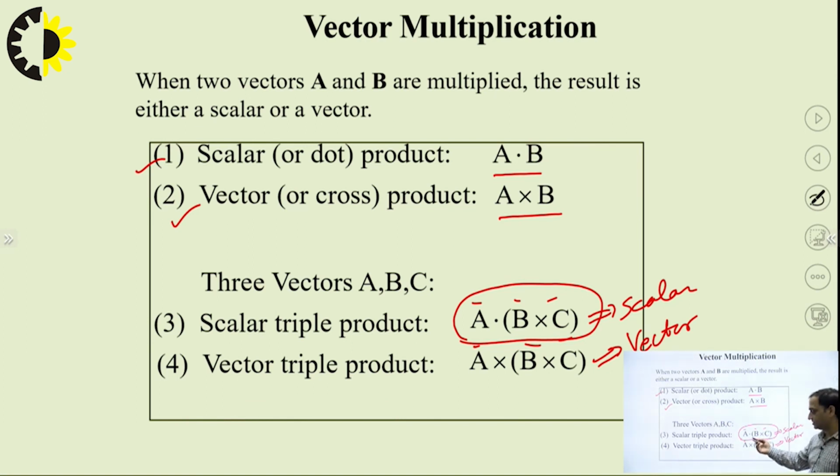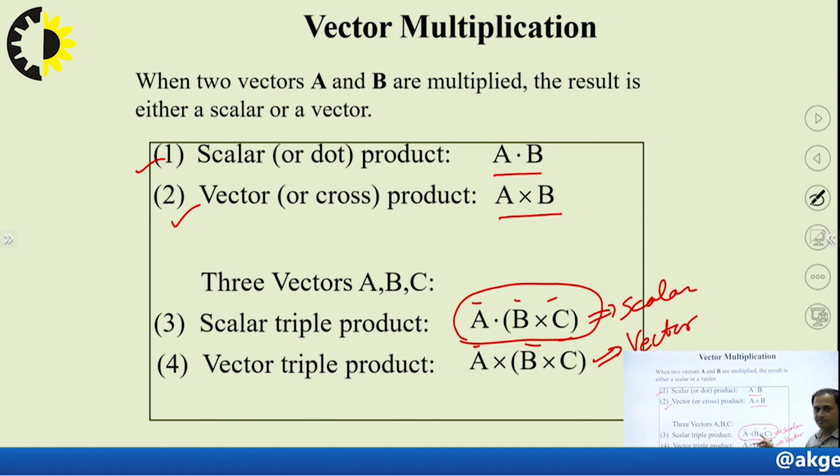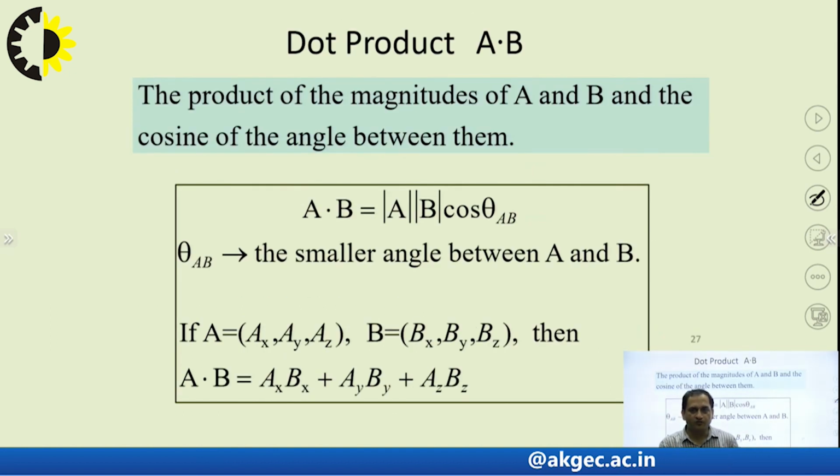Here you can see this is A dot B cross C. The result of B cross C is a vector and A is a vector, and when we take the dot product, vector to vector, we will get a scalar. Similar to that, in the vector triple product, A cross B cross C, B cross C is a vector, A is a vector. When we take the cross product of a vector and a vector, the resultant is a vector, right? So these are the definitions of that one.